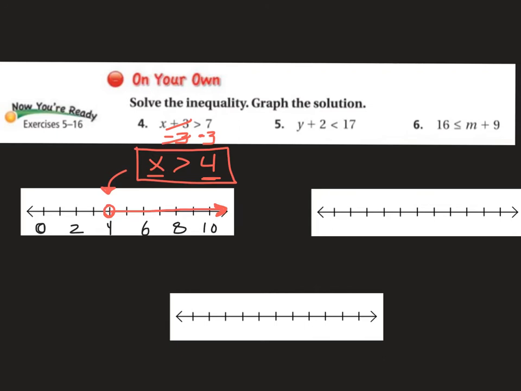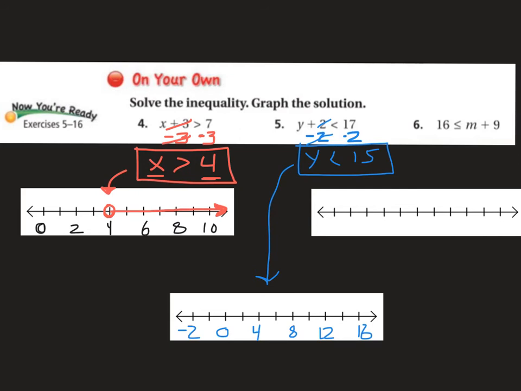All right, let's move on to number 5 here. So here we have y plus 2, so we're going to subtract 2 from both sides here. And what this does is these 2s cancel out, so we're left with y on this side is less than 17 minus 2, which is 15. All right, so let's go ahead and graph that one down here.